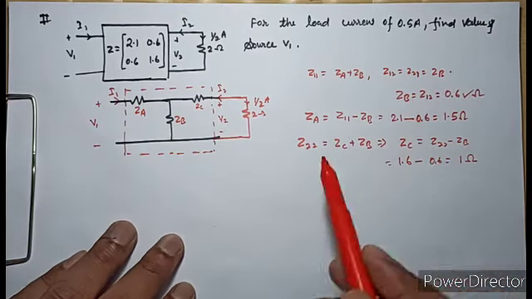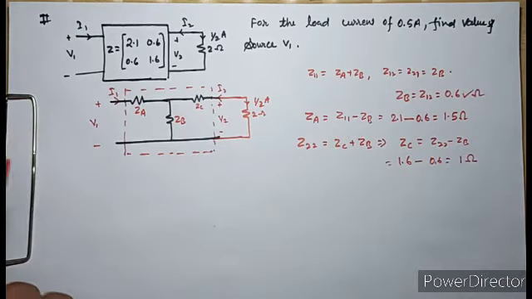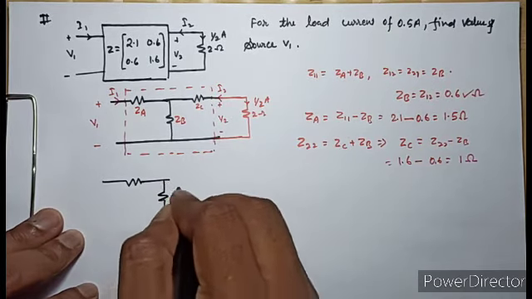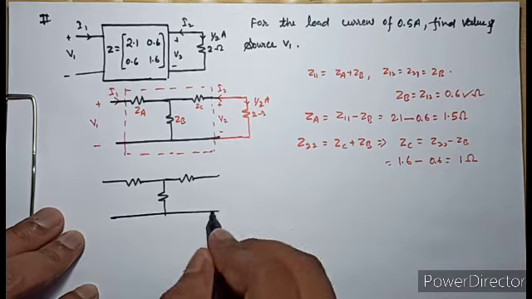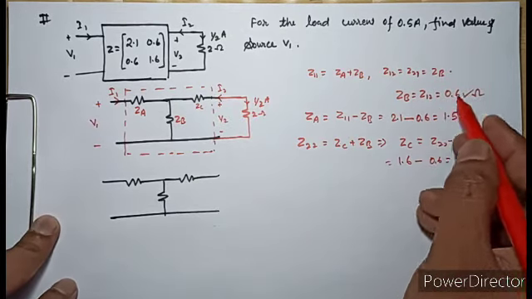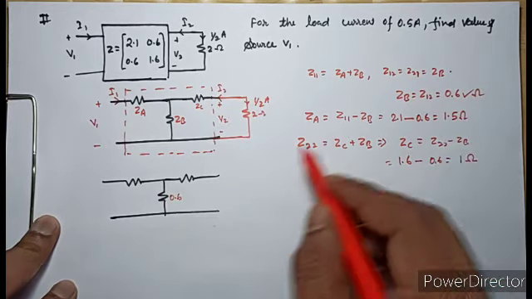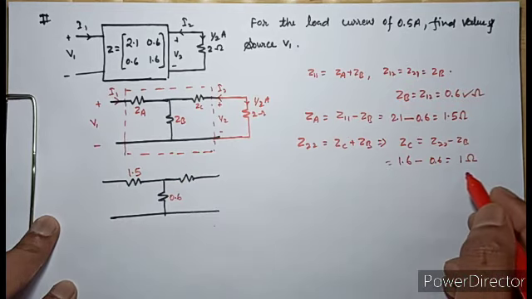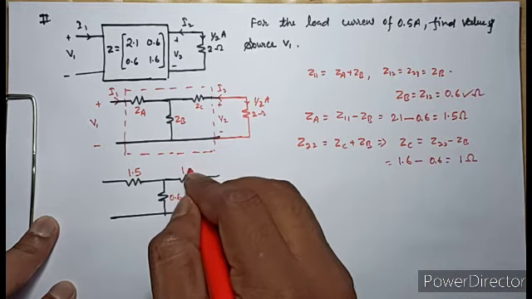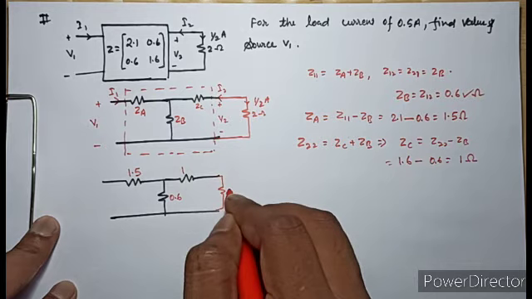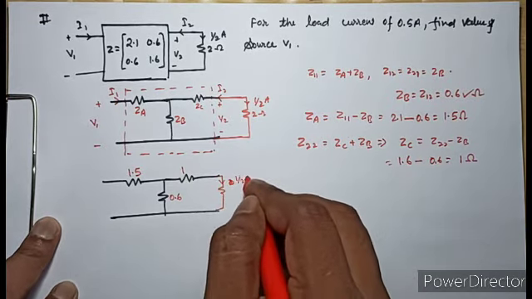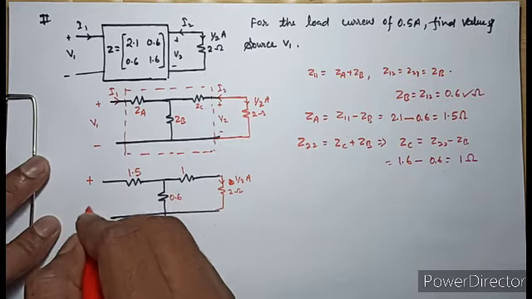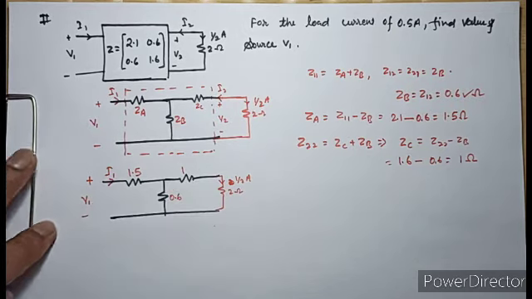Now we have calculated ZA, ZB and ZC, means this circuit can be represented as ZB is 0.6, ZA is 1.5 and ZC is 1, right, and this is half ampere and this is 2 ohm, and this is our V1 and this is I1.